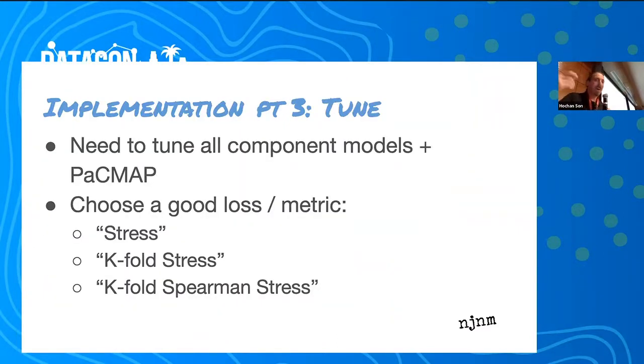So that's great. So then we can get to our tuning stage. We need to tune all of these things. So this is a massive pain because we've got multiple submodels that need to get tuned. And this really hinges on choosing a good loss or metric. All the defaults out there are not k-fold cross-validated. So that's an easy thing to add in.